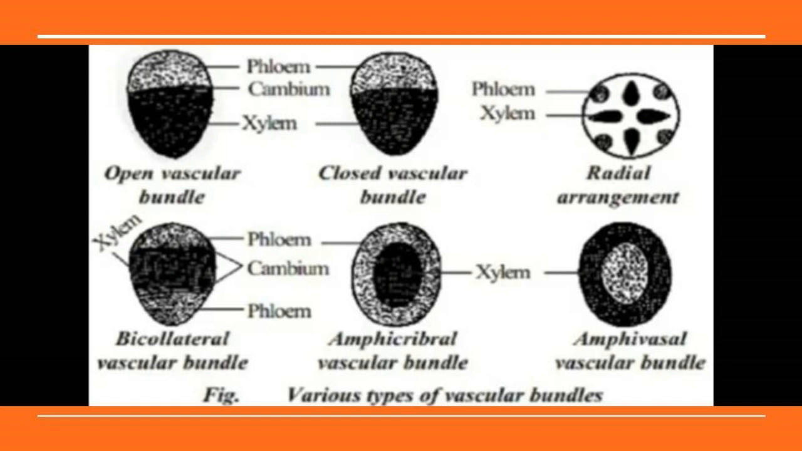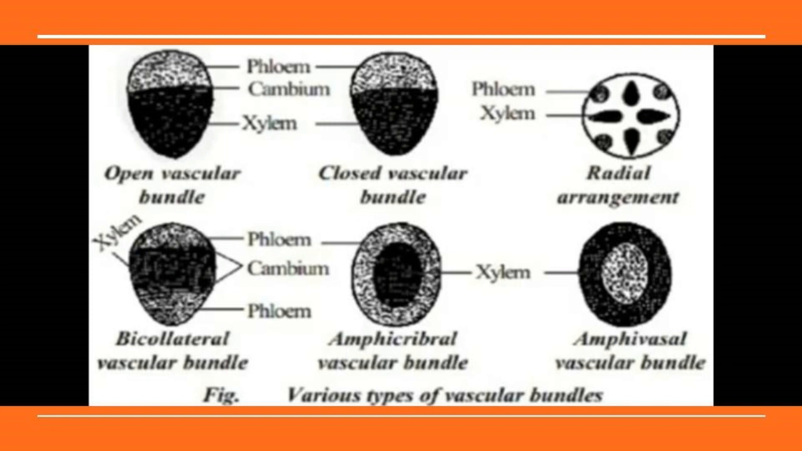There are two types of concentric vascular bundle: amphivasal and amphicribral. Amphivasal is where xylem surrounds phloem. Example, Dracaena. And amphicribral is where phloem surrounds xylem. Example, ferns.